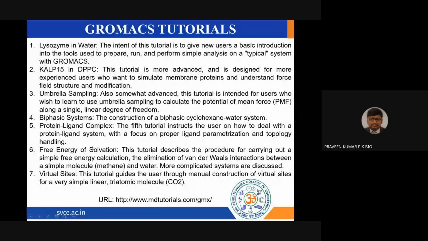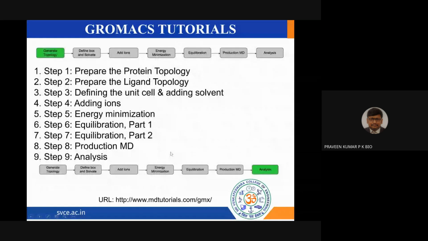Now, let me take you to the next page, that is the GROMACS tutorials. If I click the hyperlink and get inside, you get this kind of page with 1, 2, 3, 4, 5, 6, 7 steps. The first step is to prepare the protein topology. Remember, I provided you the AutoDock tutorial. Similarly, even in GROMACS, there is no need for me to provide the tutorial because it is already available on the GROMACS website at the URL mentioned below.